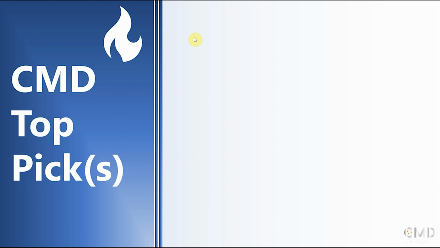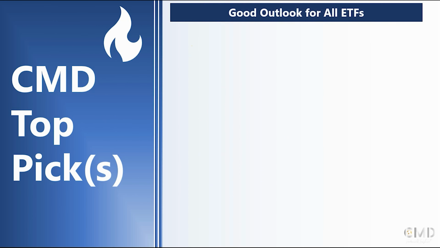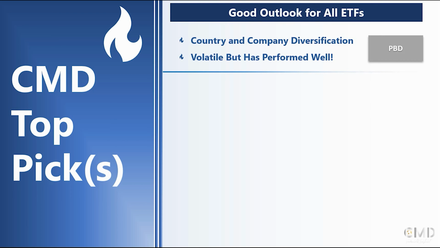So what is our verdict on these ETFs? Well, first of all, there's a good outlook for all these ETFs. They are focusing on industries and sectors that have a huge focus and will have a huge focus for the next decades. If we should select one above the other, the one we like the most is PBD. It gives you a great country and company diversification. It is a bit volatile, but it has performed well, and we have good expectations for this ETF going forward.